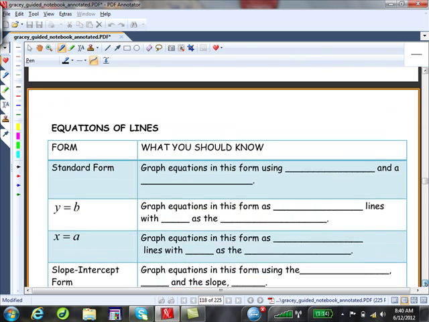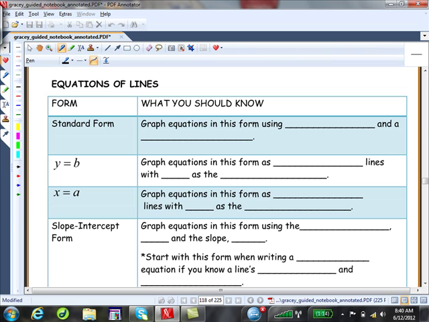Next up, equations of lines. So, standard form of a line, remember, was ax plus by equals c. What you should know, you graph equations in this form using intercepts. That's often very easy. And a checkpoint.